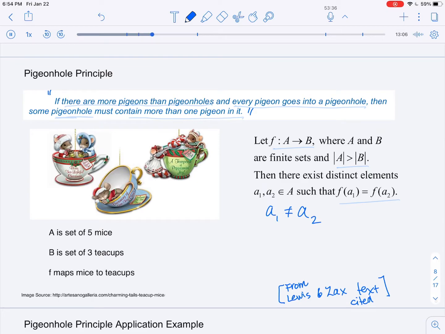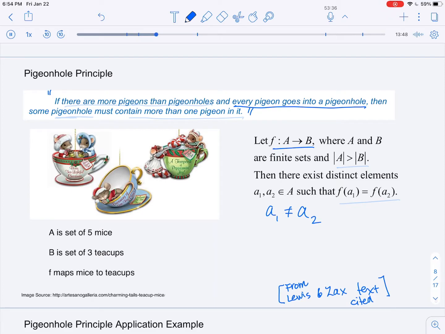The fact that f is a function from A to B is what guarantees that every pigeon must go into a hole. A function is a special type of binary relation, where every element in the domain has to be in an ordered pair with an element in the codomain. So that's how every pigeon going into a pigeonhole is captured.